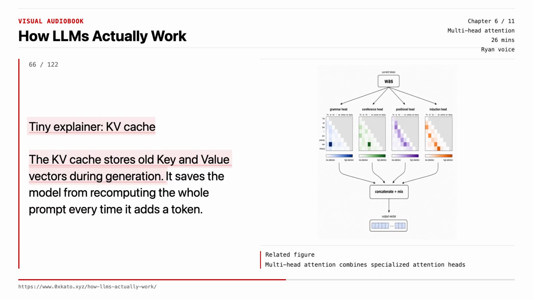Tiny explainer. KV cache. The KV cache stores old key and value vectors during generation. It saves the model from recomputing the whole prompt every time it adds a token.